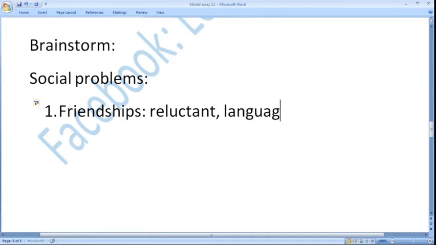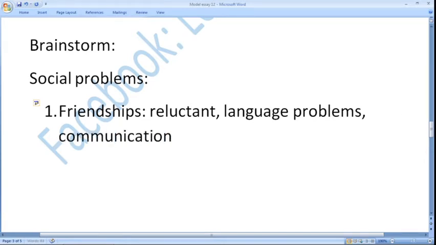Language barrier is one of the causes. So a problem with communication is the same thing as the language barrier, and you are not going to live there for a long time. Not living for a long time is also one of the causes.